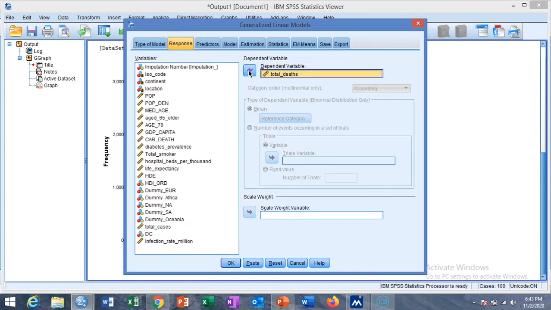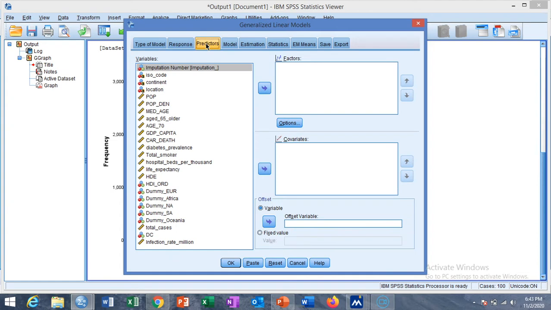Send it to the dependent variable category, and the predictors are categorized as factors and covariates. If you have any categorical variable in your independent list, then send that to the factor list, and if you have continuous variables in your predictors or independent variable list, then send those variables to the list of covariates. Here we take one factor and one covariate to see the procedure of Poisson regression model or Poisson regression analysis.